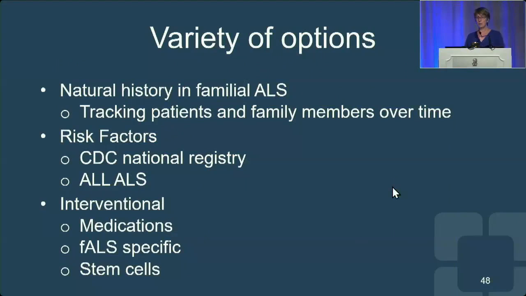There are a lot of things going on in terms of research. In the last 5 seconds, I will tell you that. So there are natural history kinds of studies. We're tracking patients and family members over time, looking at risk factors like that CDC registry. There's another sort of registry coming through called All ALS. It's going to be across the country, 50-some centers involved in that, looking at biomarkers and that sort of thing. There are some regimens that are specific to particular genes. There are stem cell regimens that are being tried in a controlled setting, not the out-of-pocket craziness that happens. And of course, always medications that we're looking into.